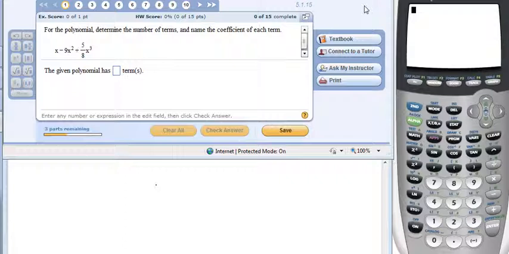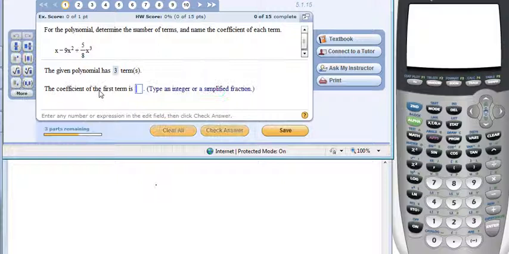So, what is a polynomial? It's a multi-termed expression. Okay? What's a term? Well, a term is anything that's separated by pluses and minuses. So here an x is a term, the negative 9x squared is a term, and 5/8 x cubed is a term. So this has three terms, correct? Why do I ask you questions? You can't answer me.